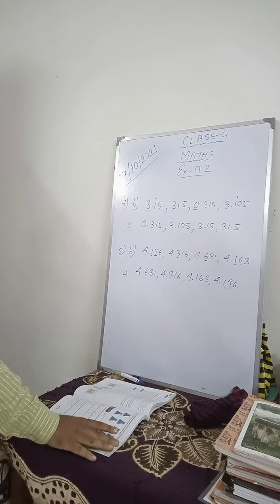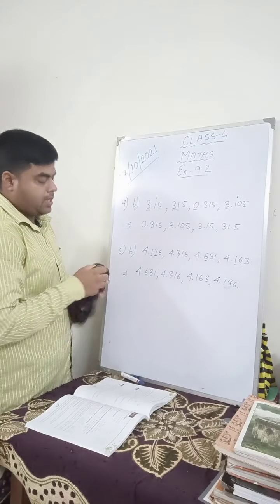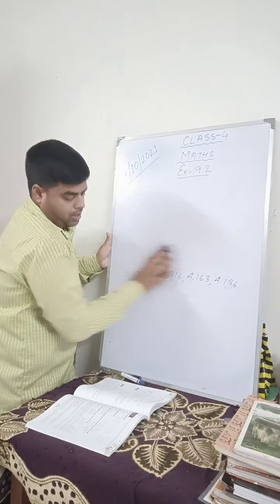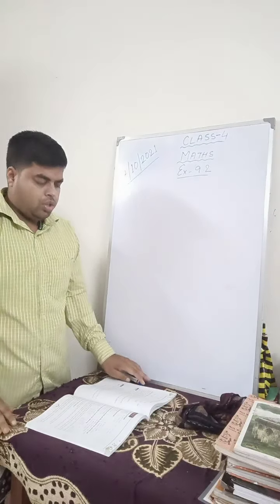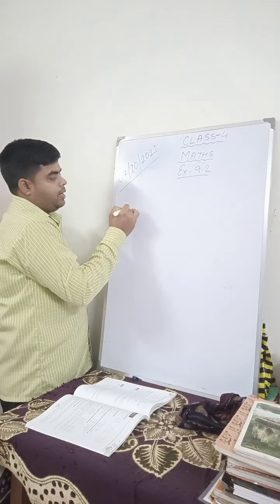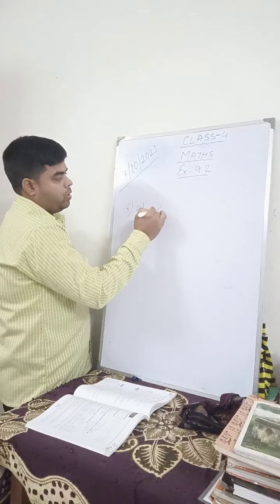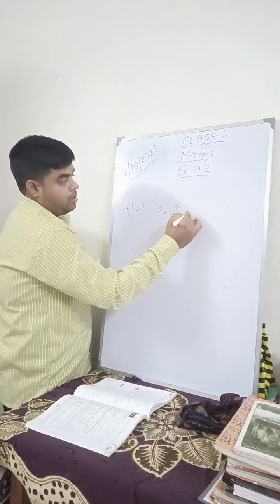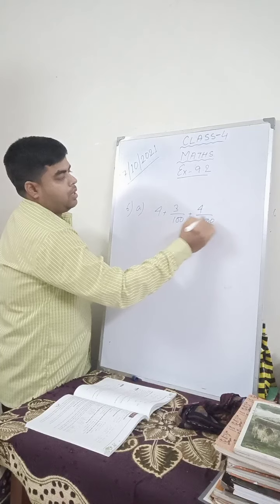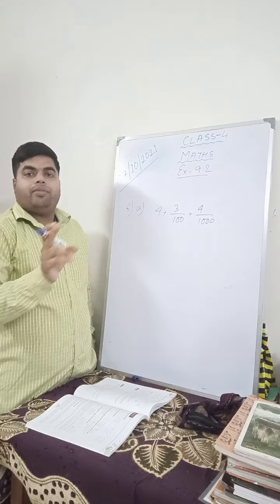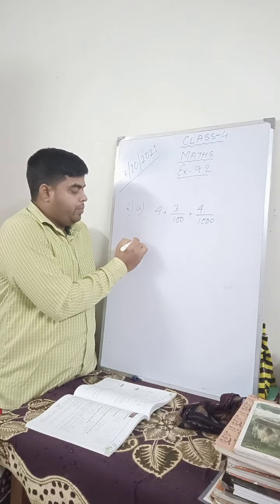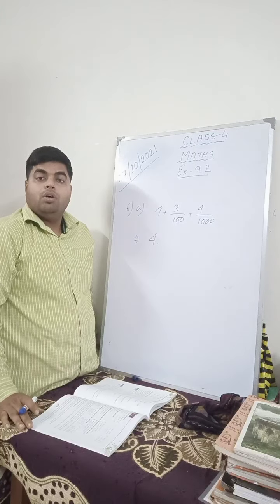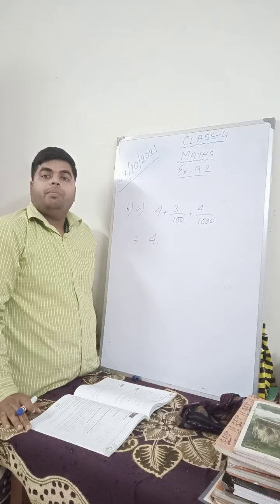Now let us go to the last question of this exercise, that is question number 6. In question number 6 they have said write the decimal numerals for the given expansion. So they have given you an expansion. So let us write the question: 4 plus 3 by 100 plus 4 by 1000. Whatever you have as the whole number will be before the decimal point.